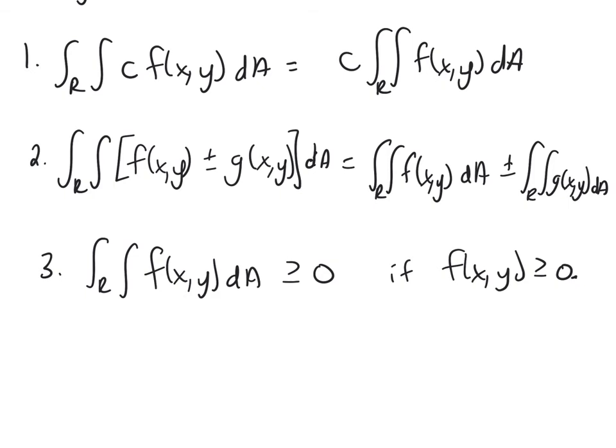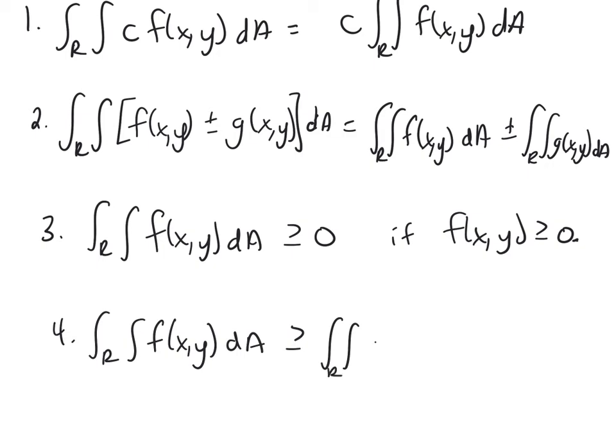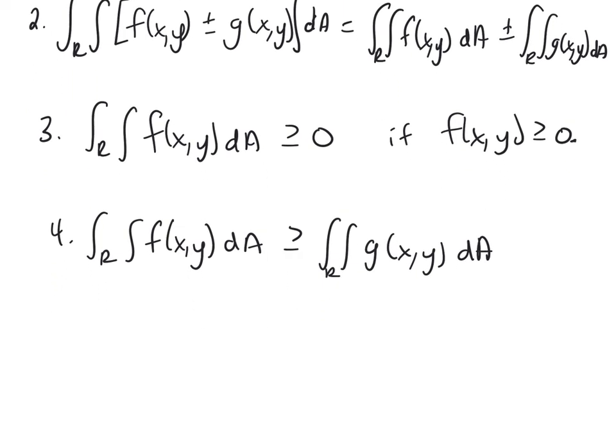Our fourth property is that the double integral over f, say dA, is greater than or equal to the double integral over R of my function g if the function f of x, y is greater than or equal to g of x, y.